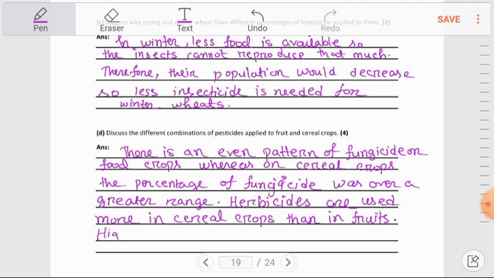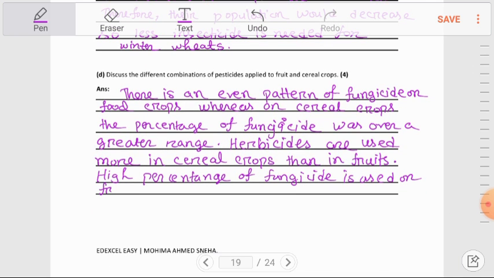So let's write it down, that high percentage of fungicide is used on fruits as they are prone to saprophytic decay. So with this, our question number D ends. I hope question number 8D was clear. Moving to question number 8E.